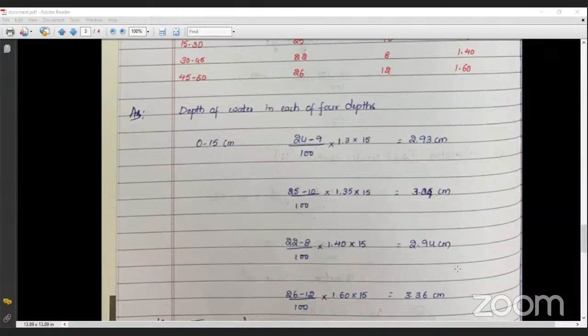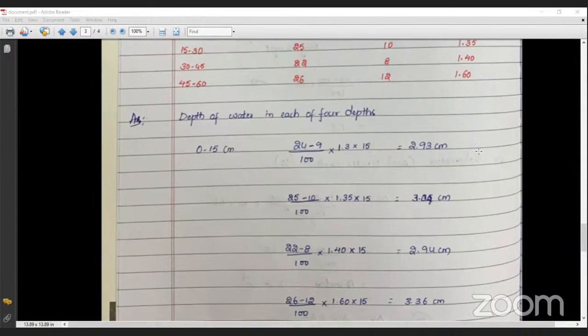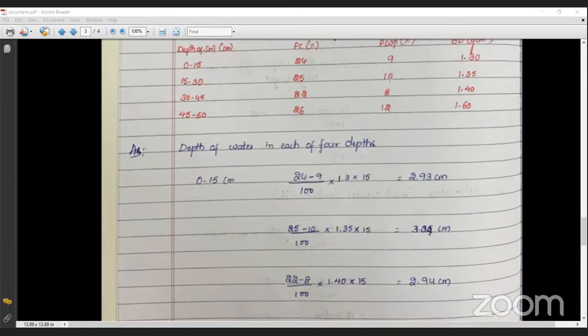Here, what is the question you can expect? This is the basic thing you have to understand, that is, the depth and field capacity problems.